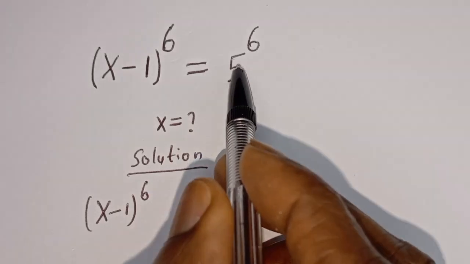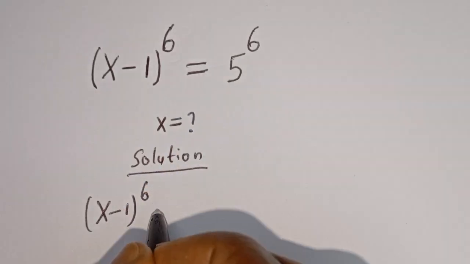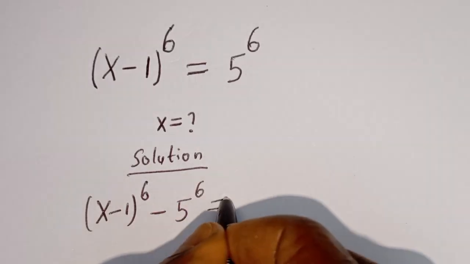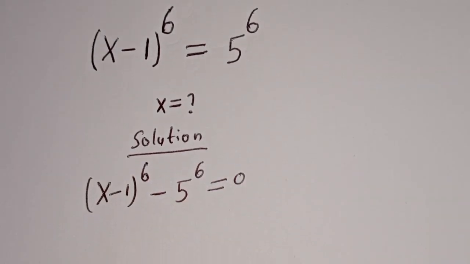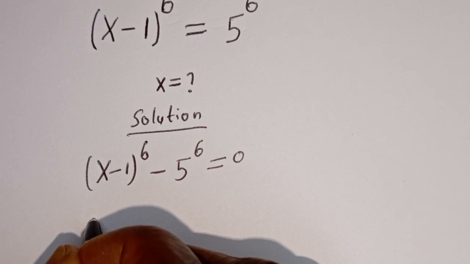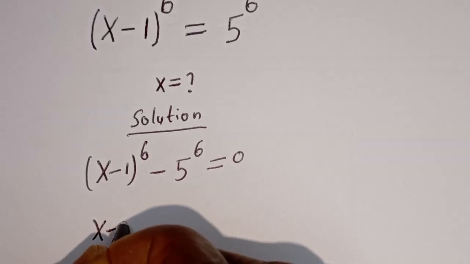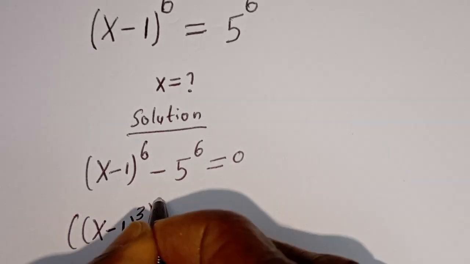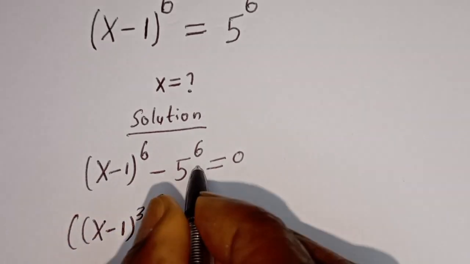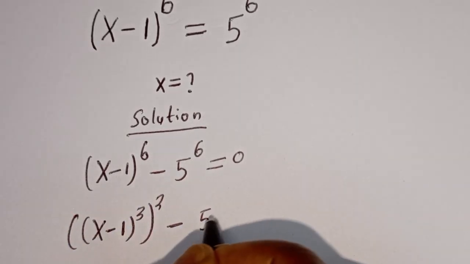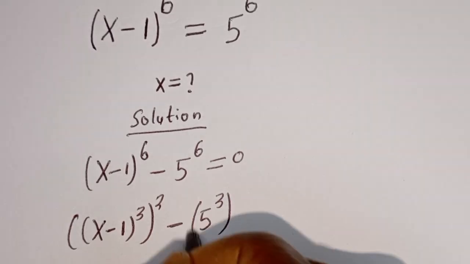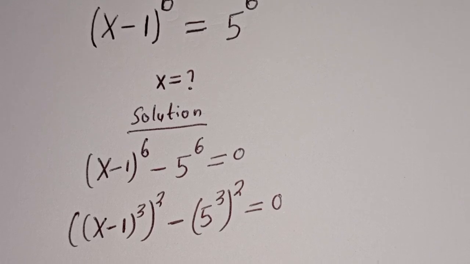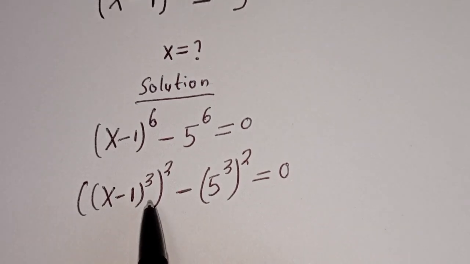If you take this 5 to the power of 6 to this side, it becomes minus 5 to the power of 6 is equal to 0. Now this can be written as ((x minus 1) to the power of 3) all squared minus (5 to the power of 3) all squared is equal to 0. Then if you look at this, it is in the form of a perfect square.